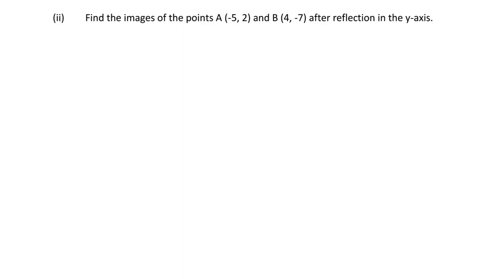For Roman 2, we are supposed to find the images of the points A (-5, 2) and B (4, -7) after reflection in the y-axis. Okay, so again, this is the transformation problem. We have to remember that for the reflection, the image is located the same distance from the line of reflection as the original point, but on opposite sides. And also, the line joining the original point and its image is perpendicular to the line of reflection. Now we are going to draw the X and Y axes and label them.